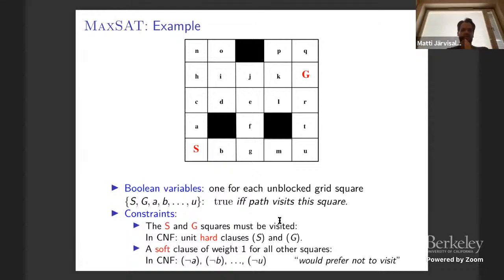Now the constraints. To start off, we can see immediately two constraints. We need to visit S and we need to visit G because we want to find a path from S to G. So we impose unit hard clauses S and G that forbid all solutions where S and G are not in. And now, since we want to find the shortest path, we can penalize including each particular cell in the path by soft unit constraints. So we have soft clauses of weight one, namely not A, stating that if you enter A, meaning A is on the path you construct, then you get a penalty of one.